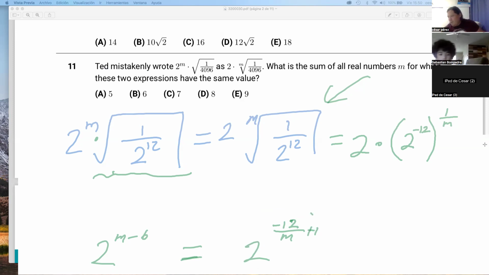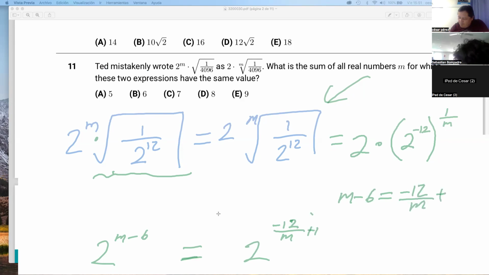So we need this power to be equal to this power. So we need to solve this: m minus 6 equals minus 12 over m plus 1.